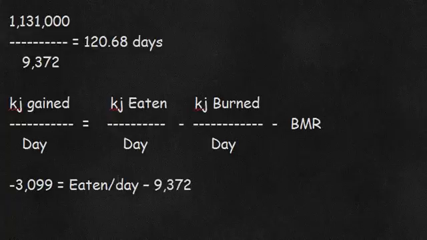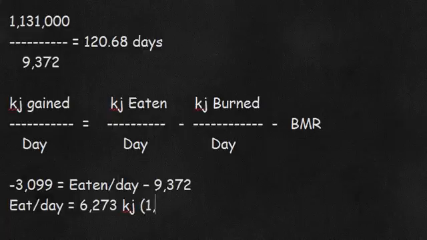At this point in time, we simply have to add 9,372 to each side of the equation to get the amount of food that our person needs to eat per day to lose 30 kilograms in 1 year, which is equivalent to 6,273 kilojoules, which is around 1,500 calories.